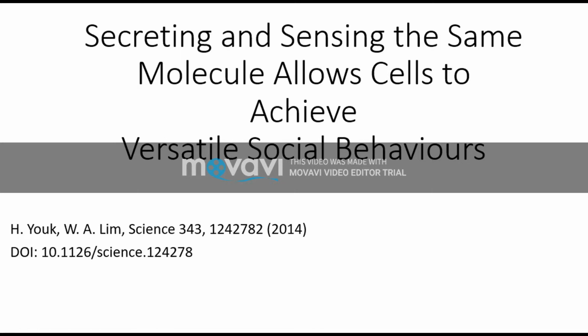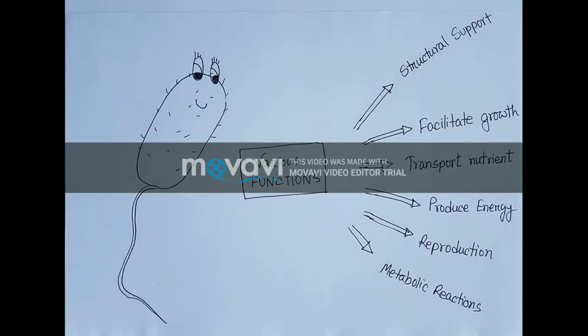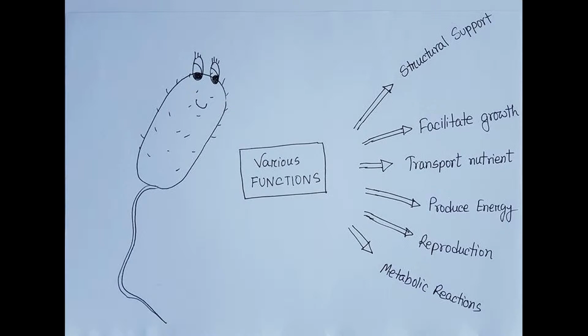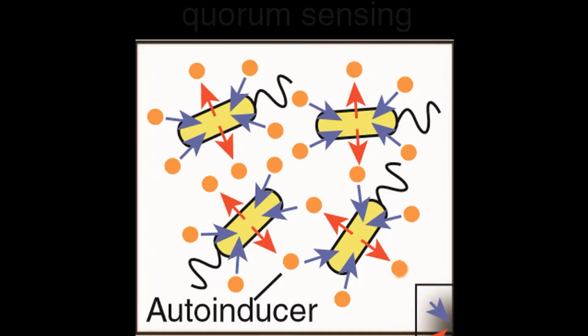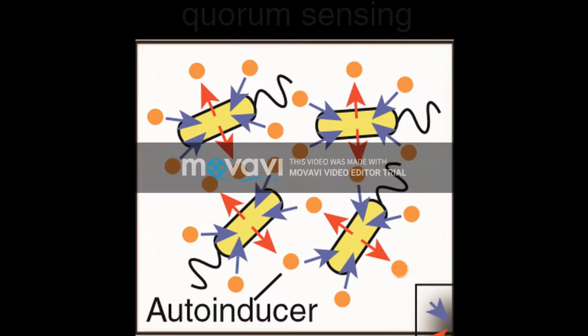Presenting, secreting, and sensing the same molecule allows cells to achieve versatile social behaviors. It's a wonder in the biological world how different types of cells use a common and minor collection of circuit elements to achieve a range of diverse functions. Here, let's see some examples.